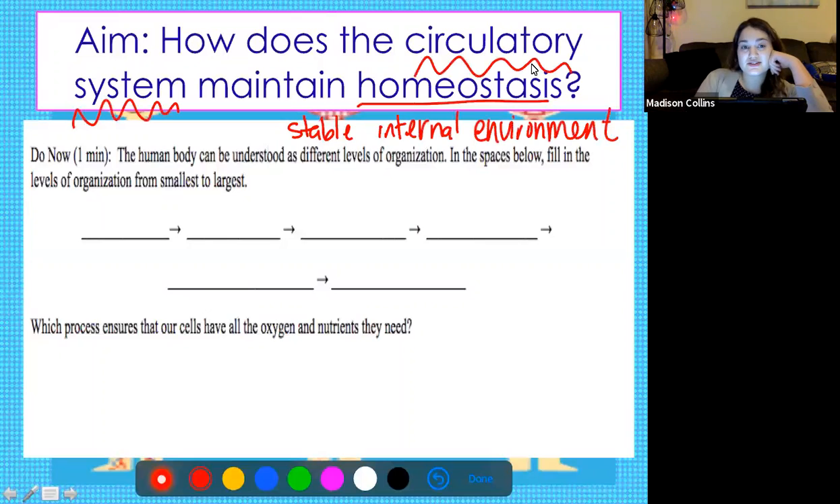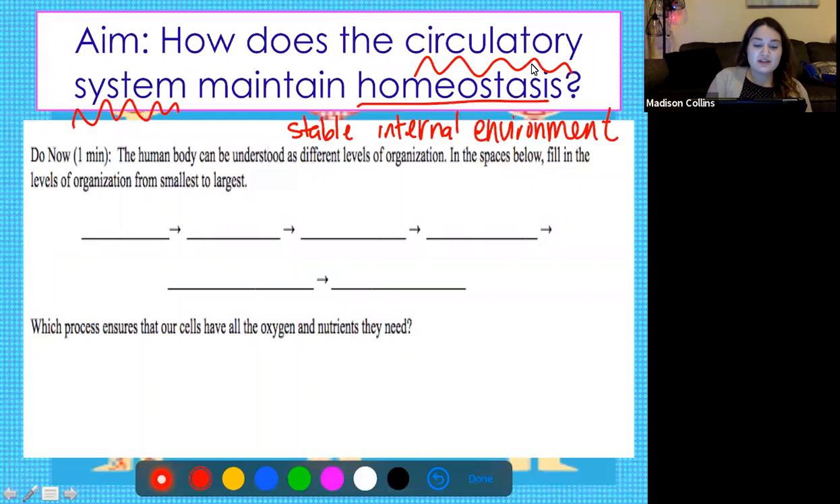So that brings us to your do now. You guys have got 2 questions. Go ahead and pause this video and then press play when you're ready to go over it with me. So question number 1 says the human body can be understood as different levels of organization. In the spaces below, fill in the levels of organization from smallest to largest.